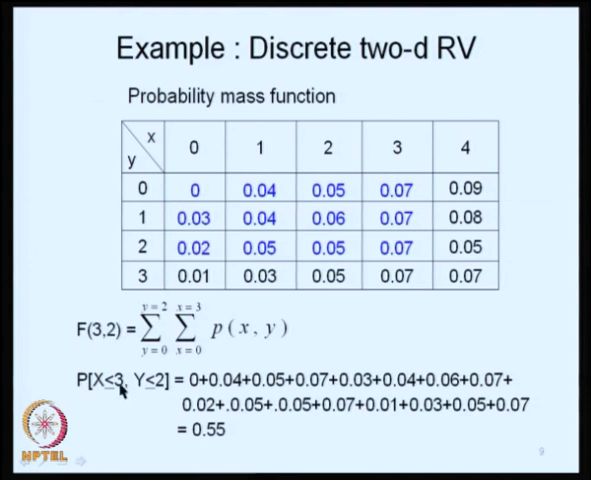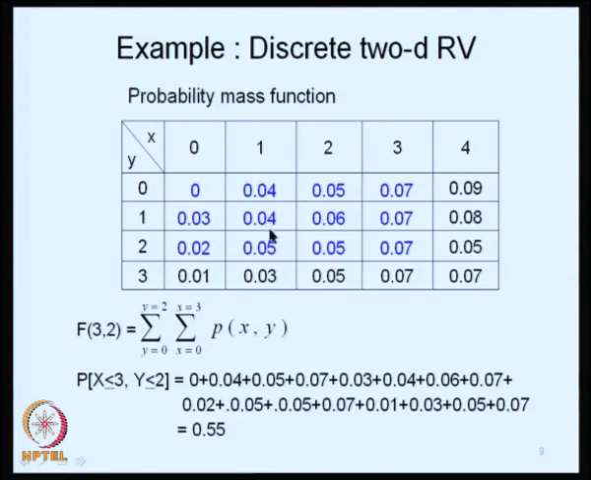So, the probability of x less than or equal to 3, y less than or equal to 2 will be 0 plus 0.04 etcetera. So, over this entire range we take the probabilities and sum them, and that is also equal to F of 3 comma 2: the sum for y from 0 to 2 and x from 0 to 3 of the probability of x comma y.